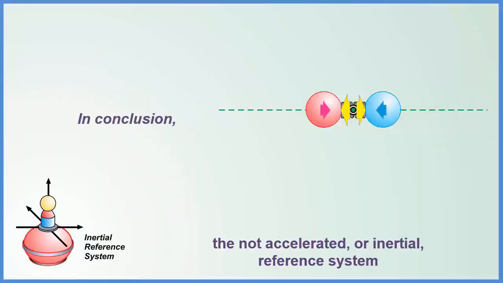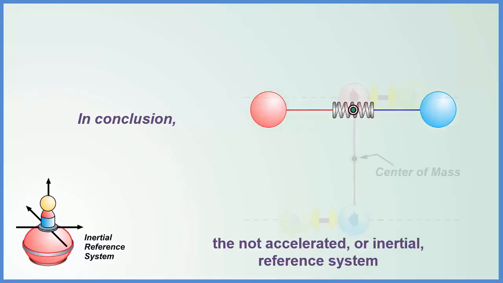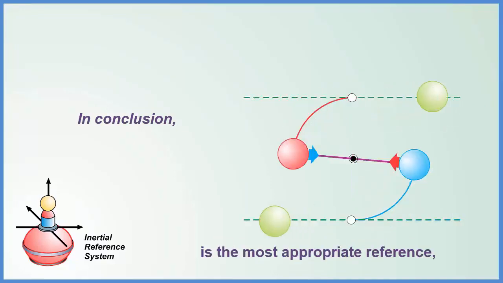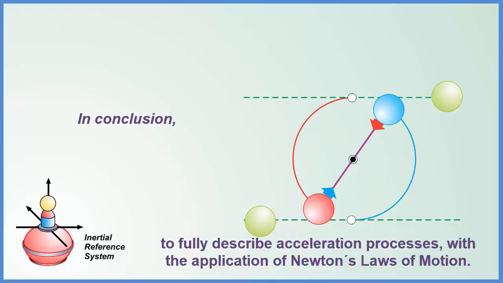In conclusion, the not accelerated or inertial reference system is the most appropriate reference to fully describe acceleration processes with the application of Newton's laws of motion.